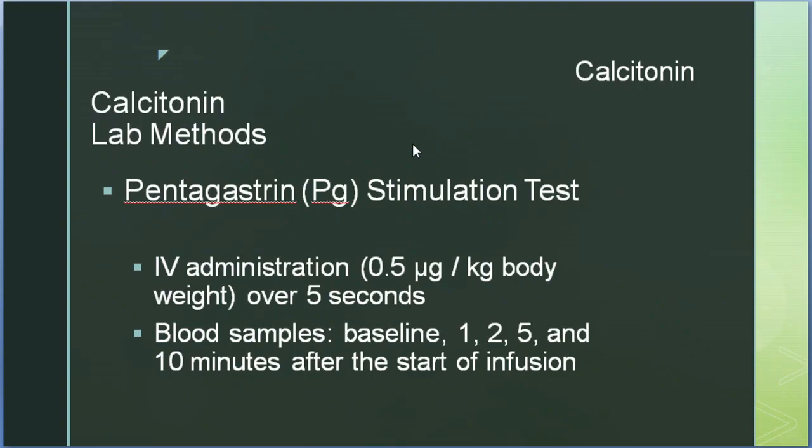So for your laboratory methods for calcitonin detection, we have the pentagastrin stimulation test. Ano 'tong pentagastrin stimulation test, Doc? So we give pentagastrin via IV administration, approximately 0.5 microgram per kilogram body weight over 5 seconds. Then we collect the blood sample. Then we check the baseline level and the levels after first, second, fifth, and 10 minutes of administration of pentagastrin. The purpose: the diagnostic sensitivity for medullary thyroid carcinoma is increased by pentagastrin stimulation before your calcitonin level testing.